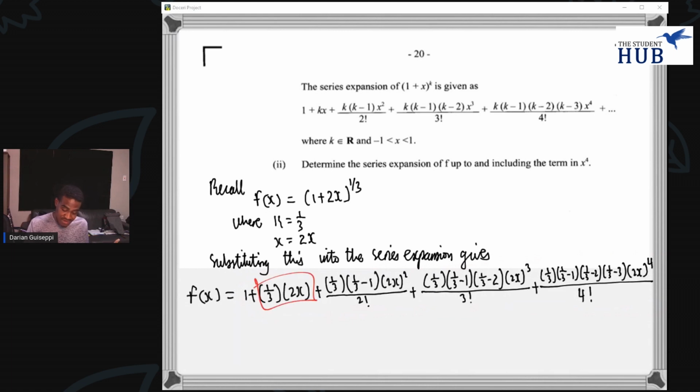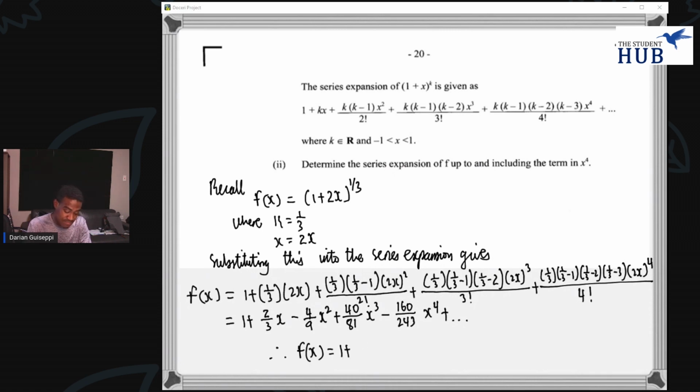You could plug this into the calculator. These you plug into your calculator and just try to find out what the values are. So when we plug everything into the calculator, this is what we get. And that's basically it, because they just say to determine the series expansion of f up to and including x^4. So after you do that, you just tie it up.